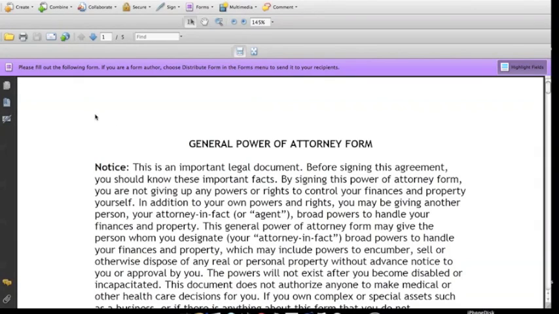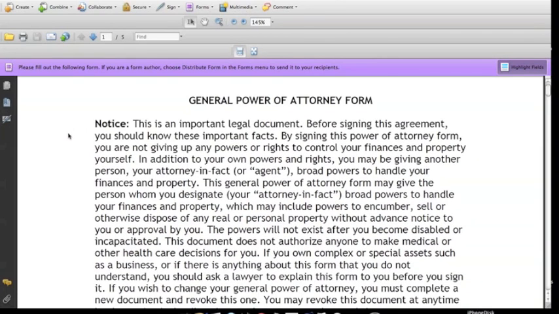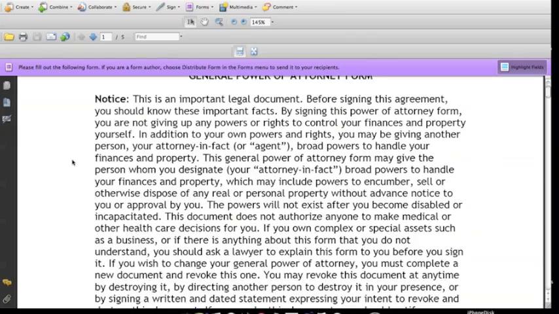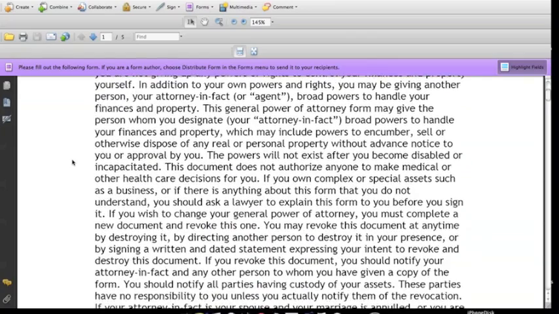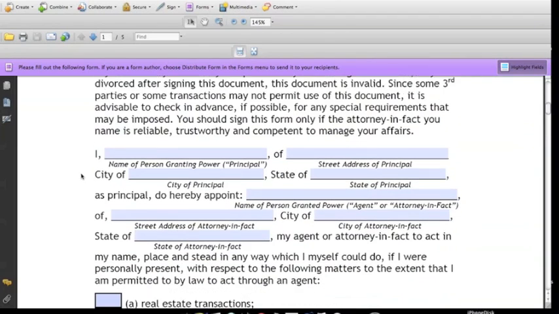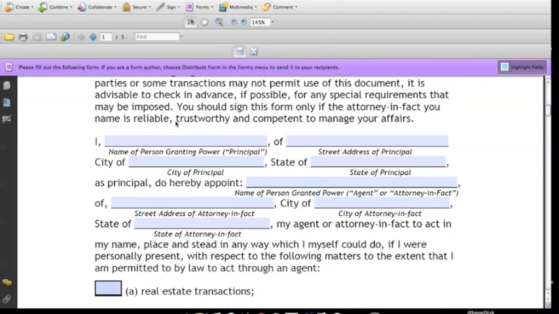Today we're going to fill out a general power of attorney form from the website powerofattorneyform.com. So to start, this is the general power of attorney form. This notice in the beginning on page 1 just lets you know what the whole form is about. Just standard attorney language to make sure that you're protected if you try to use this power of attorney form.